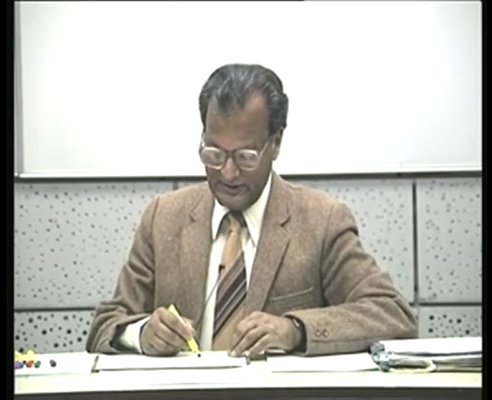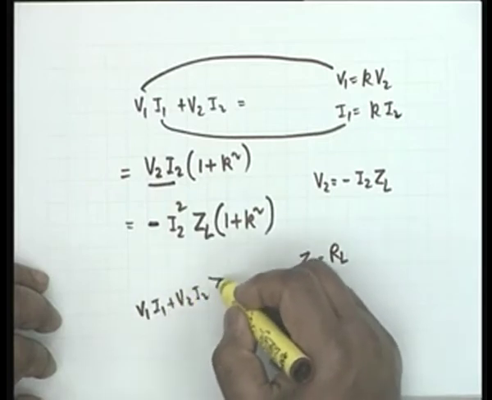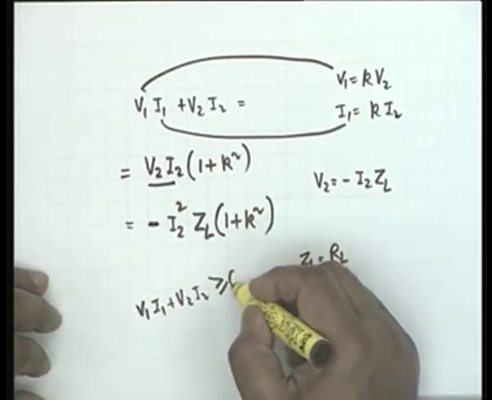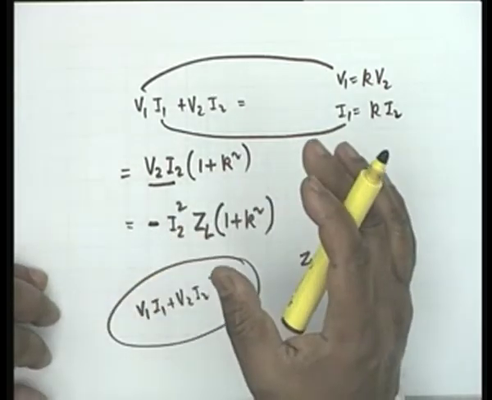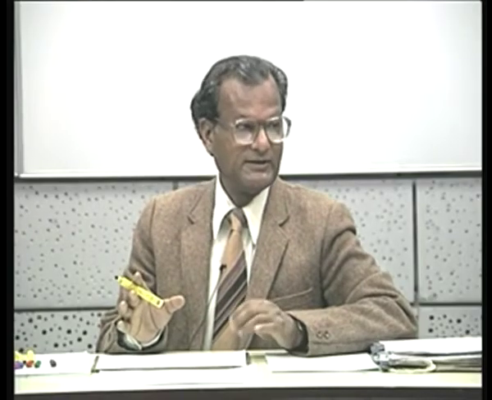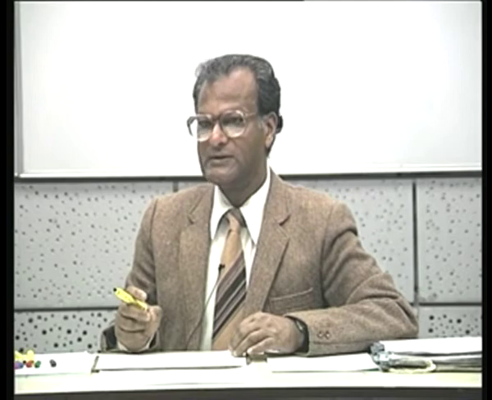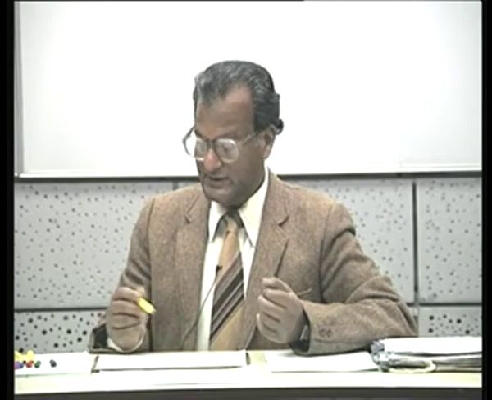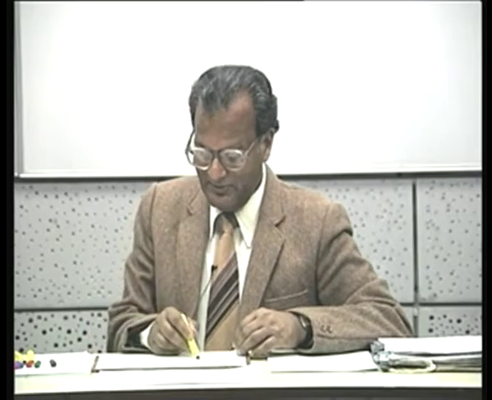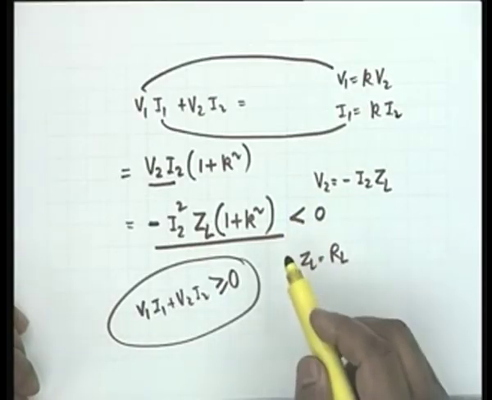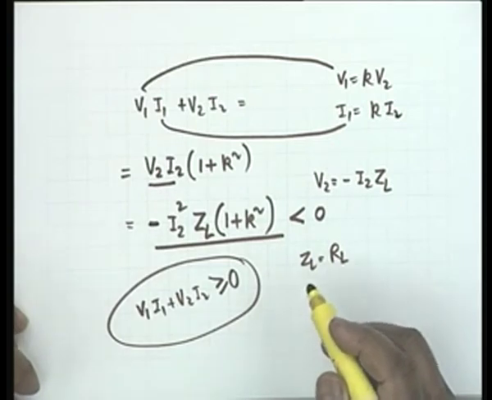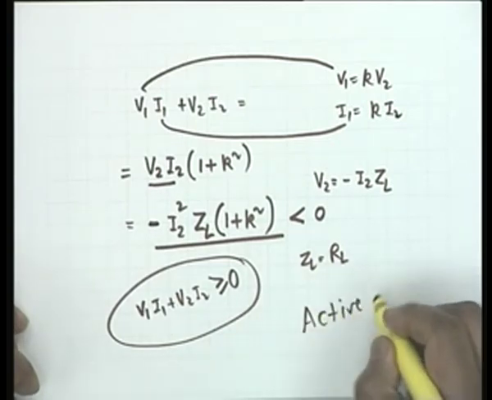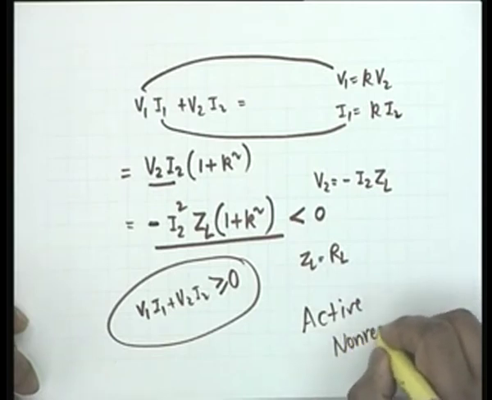The condition for passivity is that V1 I1 plus V2 I2 must be greater than or equal to 0. It must either absorb power or may not absorb power, but it should not generate. If it is greater than 0, then the network we say is lossy, that is, it dissipates power, it absorbs power. If it is equal to 0, then we say the network is lossless. On the other hand, what we have here is negative, and therefore the network generates power, which means that the network is active and non-reciprocal.